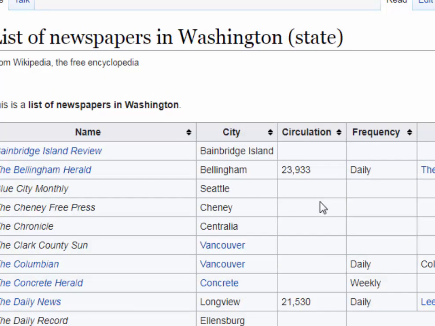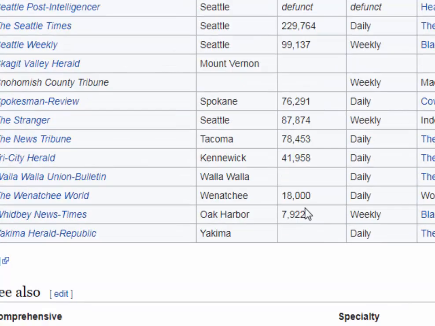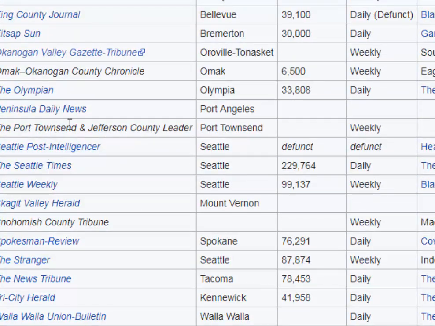Seattle's in Washington. And we can scroll down to where the papers beginning with Seattle are, and we find the Seattle Post-Intelligencer, Seattle Times, Seattle Weekly, and that's it. There is no Seattle Tribune. So that's a fake story.